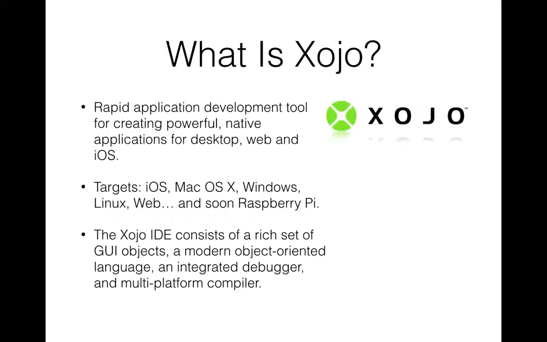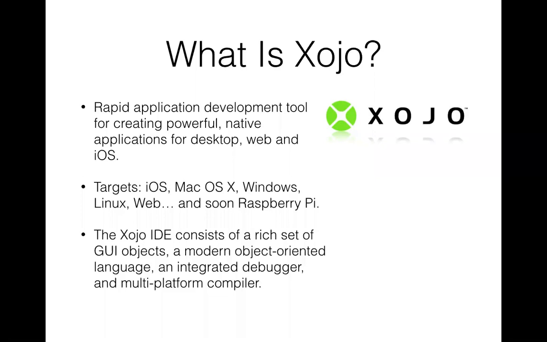For those of you who have never used Xojo before, as Paul mentioned, it is a rapid application development tool. It's great for creating native apps that run on desktops, on the web, iOS. The targets that you can compile apps for are iOS, Mac, Windows, Linux, web, and Raspberry Pi, I think, is coming soon. Is that right, Paul? I think that's the next release? Yes, Raspberry Pi is very soon. I just got my Raspberry Pi a few days ago. I'm playing around with it.